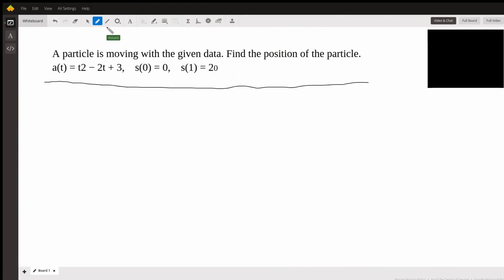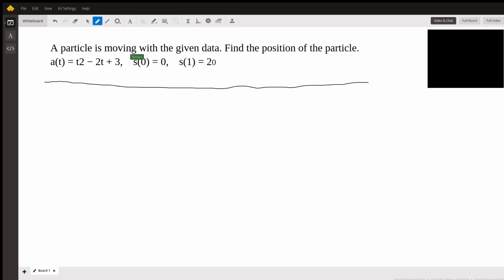And this is from calculus, but it's actually very important in physics. So if you're taking physics, you're going to need to know this. If you're in calculus, you need to know how to solve it for math reasons. So it's a good problem to look at.